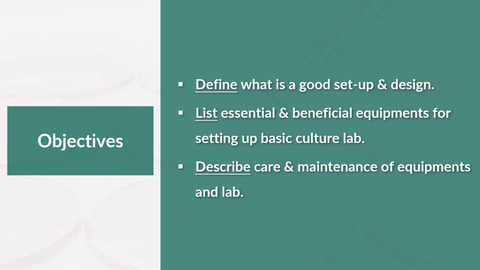The objectives for the three subtopics for this lecture one are to define what is a good setup and design of a cell culture lab. Second, to list the essential and beneficial equipment for setting up the basic culture lab, and also to understand and to be able to describe how some of these key equipment function. Thirdly is to describe the care and maintenance of this equipment and also the cell culture lab in general.